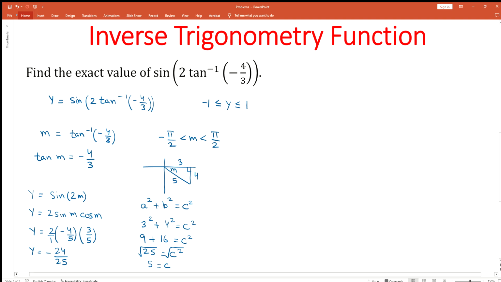So we can conclude that sine of 2 times inverse of tan of negative 4 over 3 is equal to negative 24 over 25. This should be the final answer for this problem. So these are the steps you have to keep in mind to solve a problem like this one.